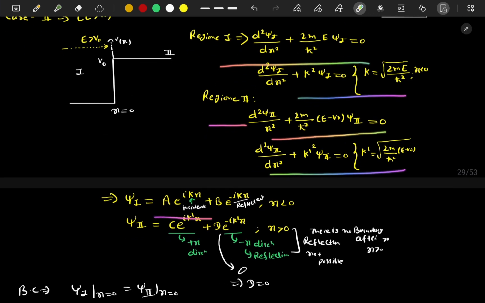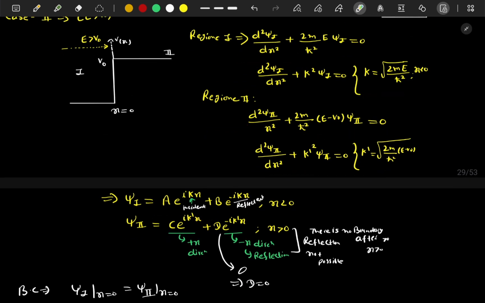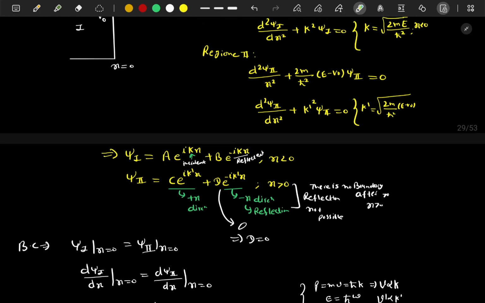So for psi first, what we have is a e raised to the power iKx plus b e raised to the power minus iKx, and psi second is c e raised to the power iK'x and d e raised to the power minus iK'x. What will be the answer for these two? This is the incident part and this is the reflected part, showing i with positive x, so it will go in the positive direction, and the other will go in the negative direction. From where have we taken this information? Just revise the video from 5 minutes back, and you will realize.